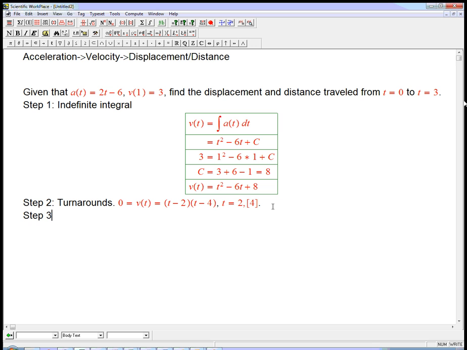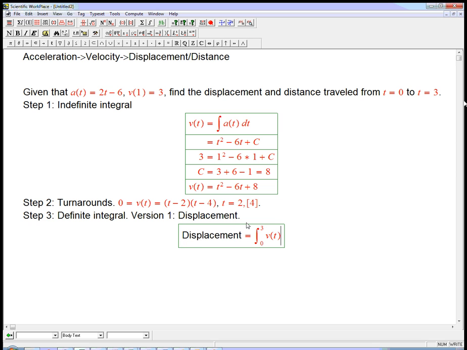Okay, now step 3 is a definite integral step. Okay, and version 1 is just the displacement. That's not going to use the turnaround information. It's just going to say that displacement is just the definite integral from the starting to the ending time of the velocity dt. That is, in fact, how we, in our class, discover the fundamental theorem of calculus. And so we just plug in this function. Let's put it in parentheses to be correct.